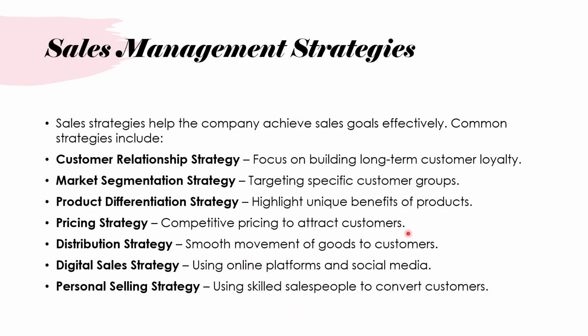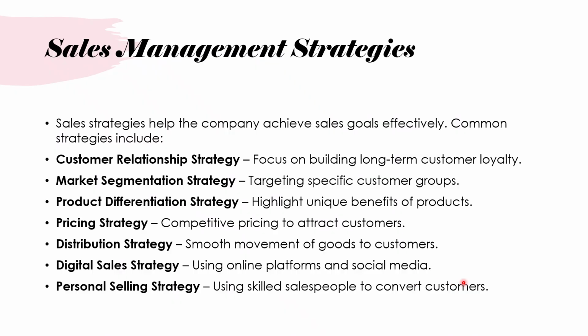The fifth strategy is the distribution strategy. This strategy is adopted to ensure products reach every potential customer smoothly. Like HUL, it has one of India's largest distribution networks, which reaches over 80 lakh outlets, which is actually a big number. Then there is the digital sales strategy, which means using online platforms, chatbots, video demos, and social media.